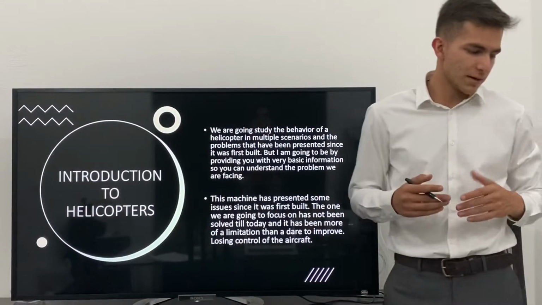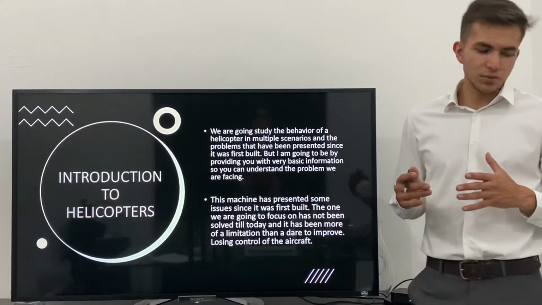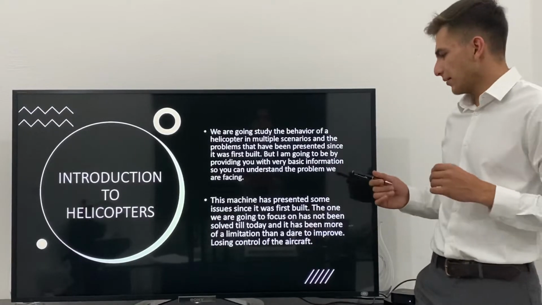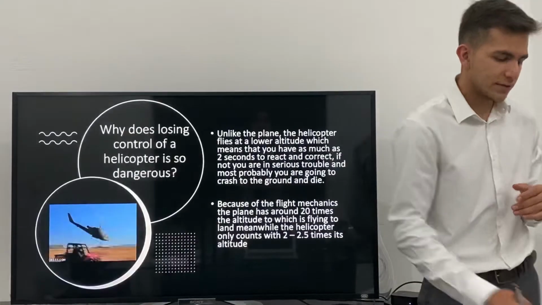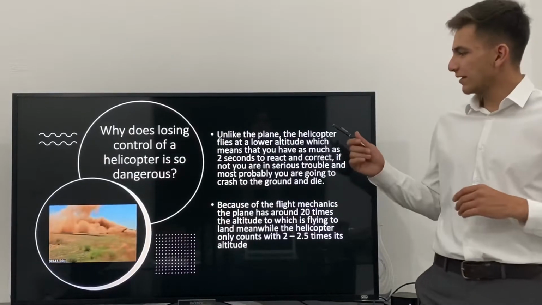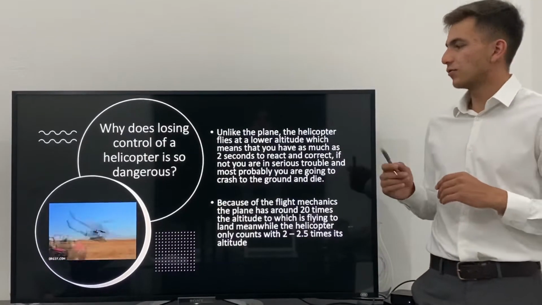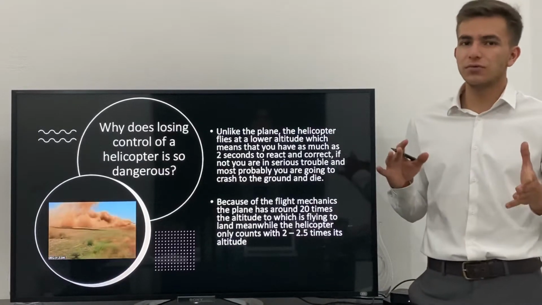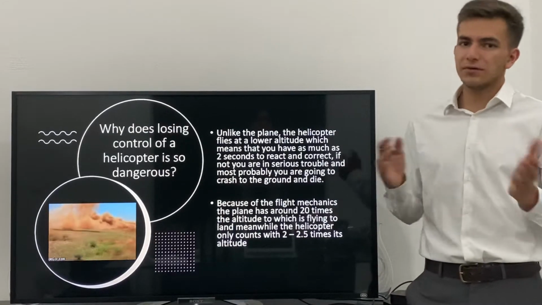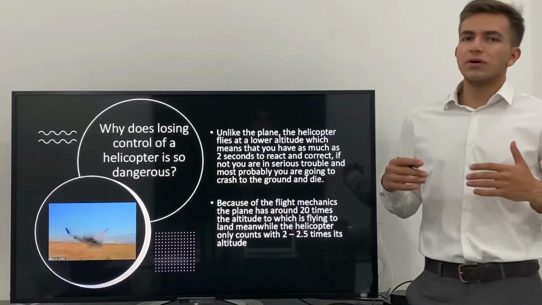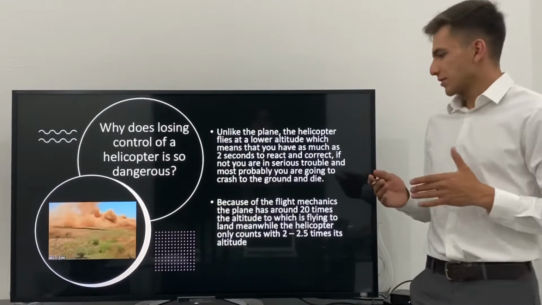This machine has presented some issues like the one we're going to talk about today, and we're going to try to solve it. Unlike the plane, the helicopter flies at lower altitudes, which means they have around 2 seconds to react as a pilot with the co-pilot if they want to avoid a fatal crash.